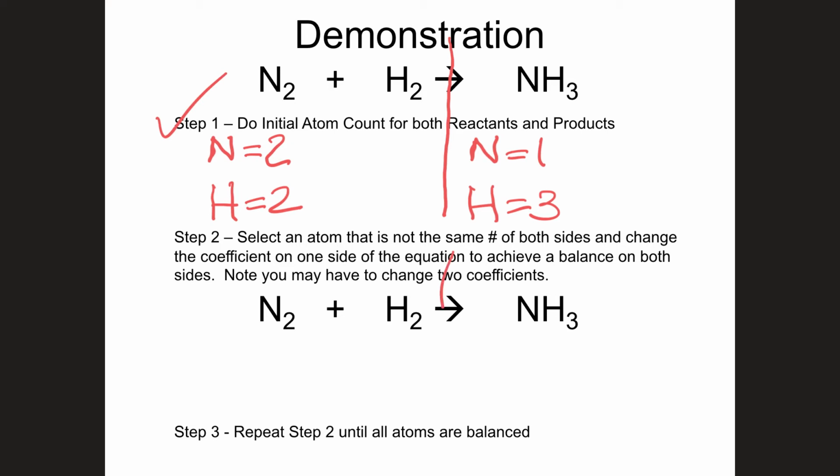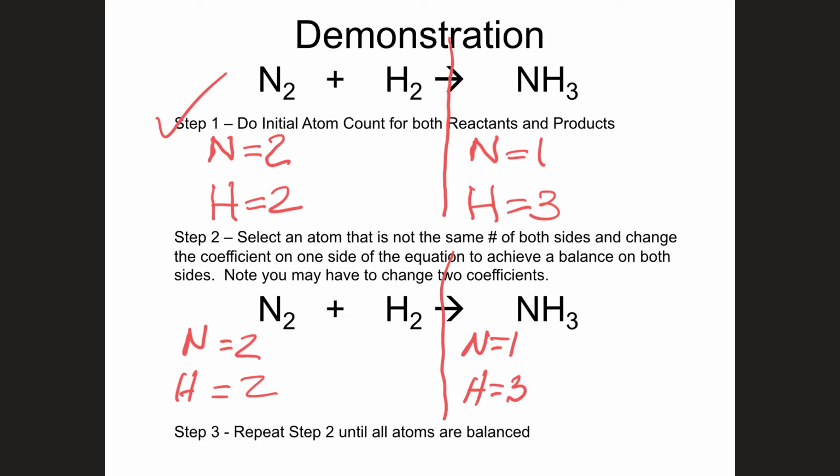Now I'm going to do the same thing in step 2, except now I'm going to manipulate the number of atoms on each side by changing coefficients. So I'm going to add or change coefficients in front of each reactant and or product until I can balance my equation. So we start out with N equals 2, H equals 2, N equals 1, H equals 3. Now you can pick whatever one you want to balance first. There's no rhyme or reason in which one you want to pick.